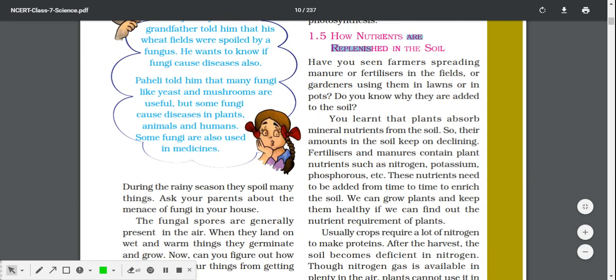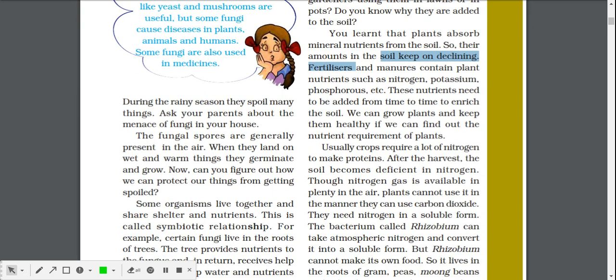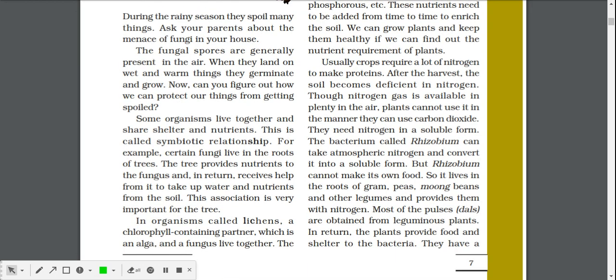Now, how are nutrients replenished in the soil? Have you seen farmers spreading manure and fertilizers in the field, or gardeners using them in lawns and in pots? You learned that plants absorb mineral nutrients from the soil, so their amount in the soil keeps on declining. Fertilizers and manures contain plant nutrients such as nitrogen, potassium, etc. These nutrients are to be added from time to time in order to maintain the fertility of the soil, so that we have a better and good crop.